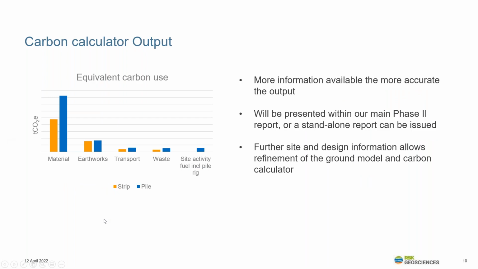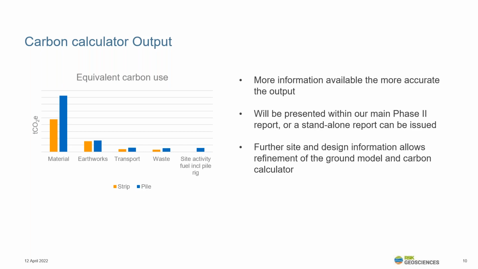So we've put in a large volume of information, and out churns at the other end an output that looks like the graph on the left. It gives the results for strip foundation versus piled foundation solution and compares the carbon emissions from both types of foundations, the materials used, the earthworks needed on site, the emissions from transport, site activity and the waste. And so you can quickly see that the more information available, the more accurate the output.